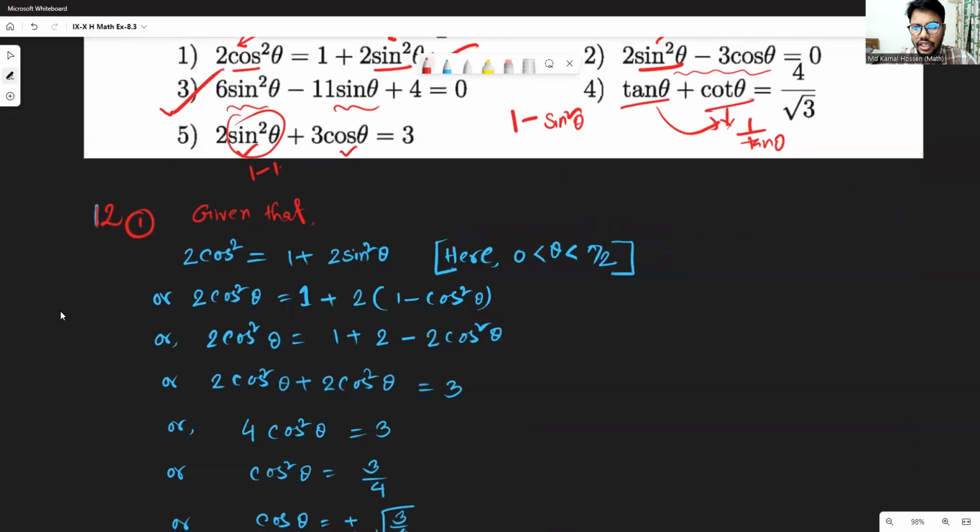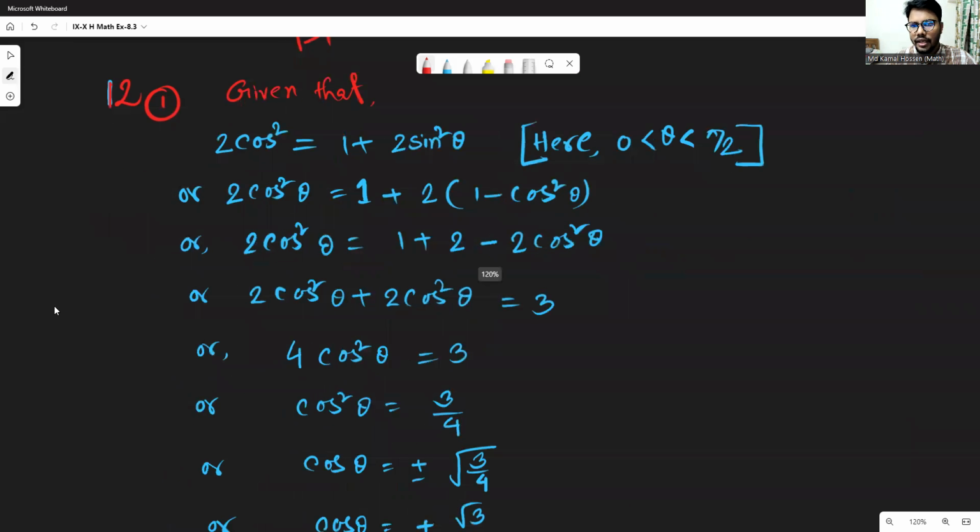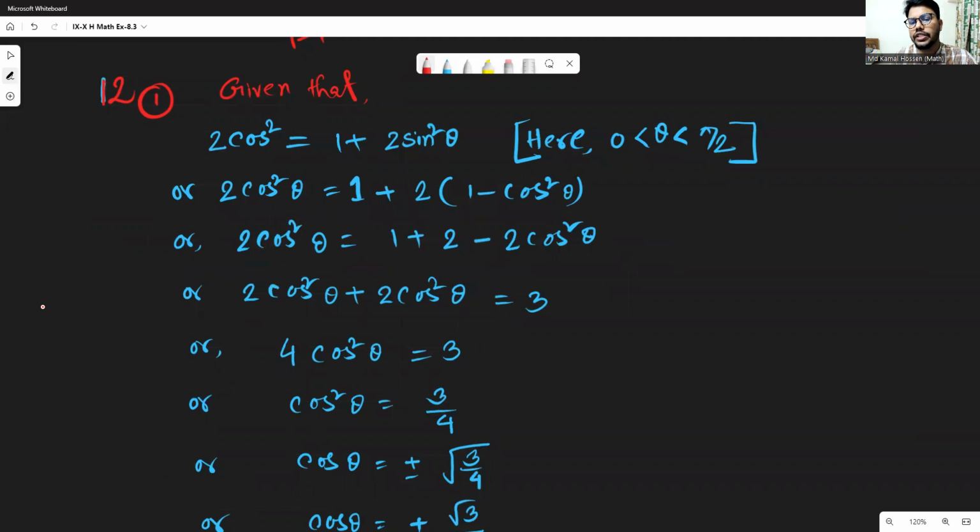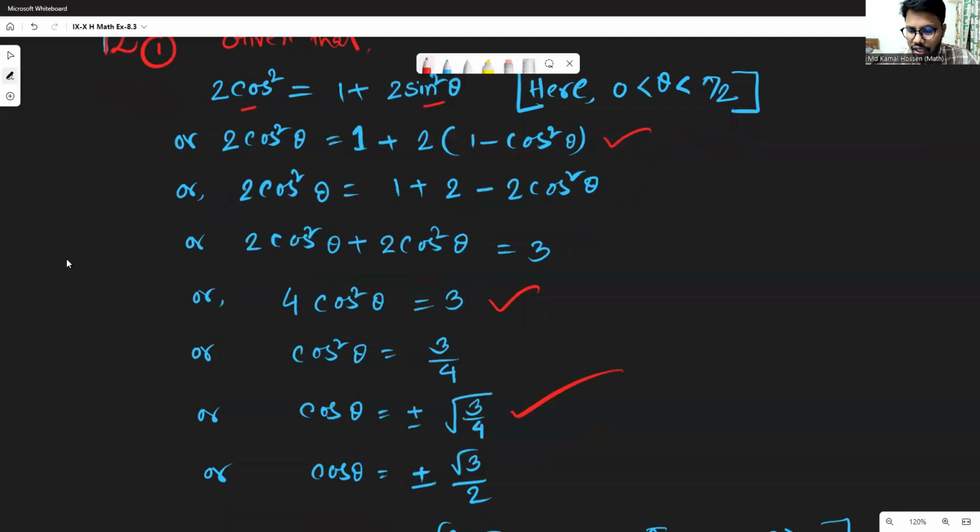So now first question here. The given equation is 2 cos square theta equal to 1 plus sin square theta. So here there are two different trigonometric ratios, cos and sin. We are changing only the sin here. Sin square means 1 minus cos square. So just do multiplication with 2. Then you can simplify this and do the calculation. After doing the calculation, you get cos theta equals plus minus root over 3 divided by 2.